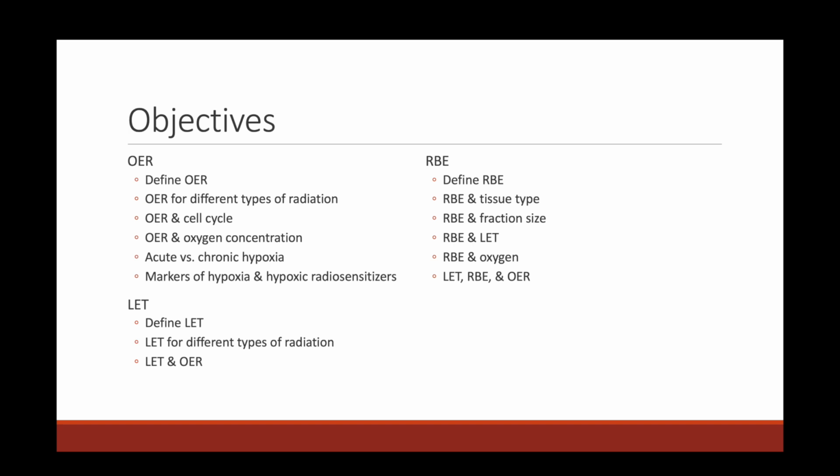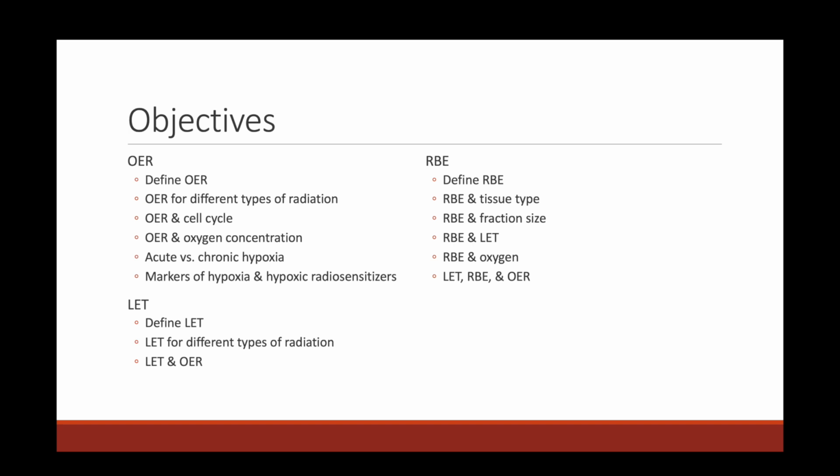OER stands for oxygen enhancement ratio, and it basically describes how well oxygen helps a particular type of radiation work better. As we will find, some types of radiation work the same whether or not oxygen is present, and some types of radiation work better under oxygenated conditions. So we'll define what the oxygen enhancement ratio is and talk about various factors that influence OER, including different types of radiation, stage of the cell cycle, the oxygen concentration, and different types of hypoxia, acute versus chronic, as well as markers of hypoxia that we can use to measure how the oxygen enhancement ratio is taking effect.